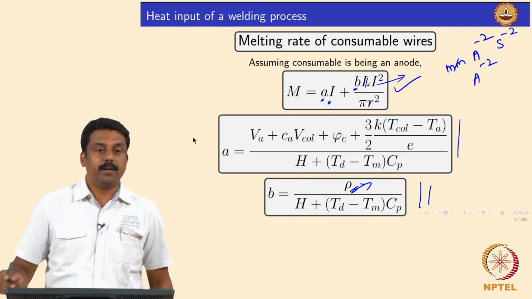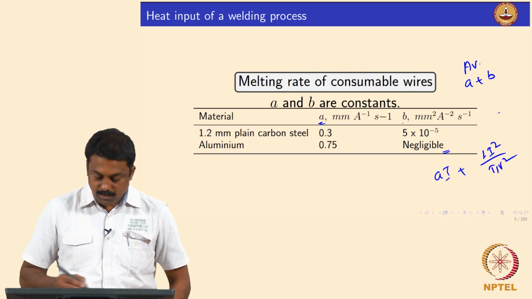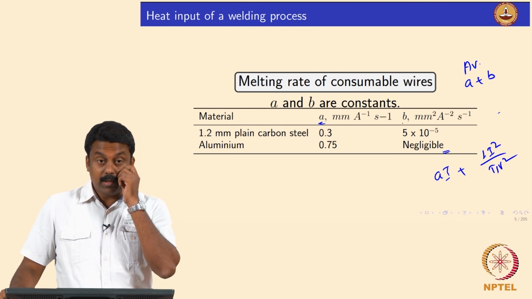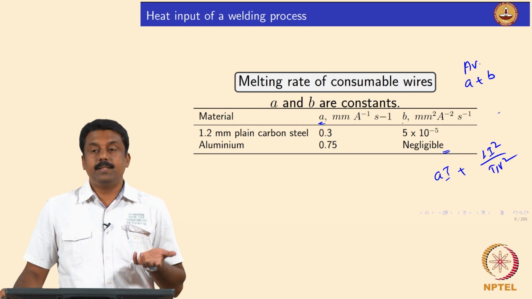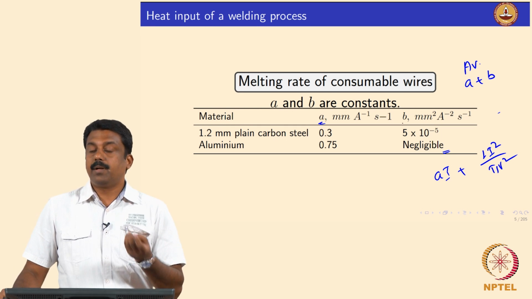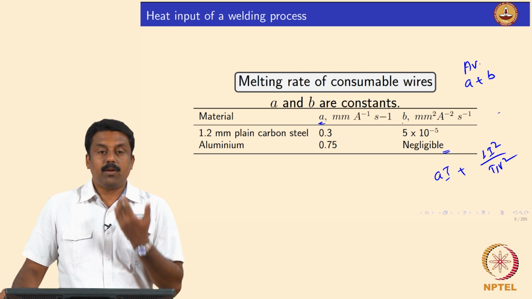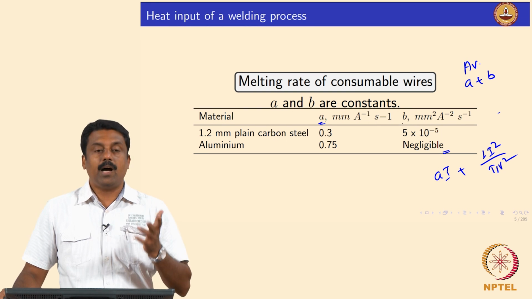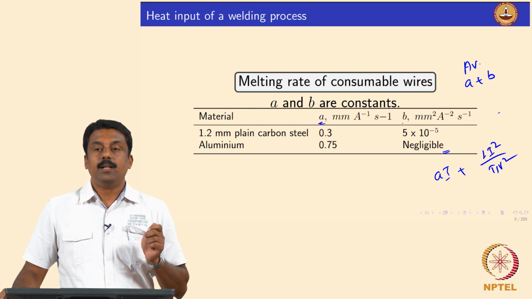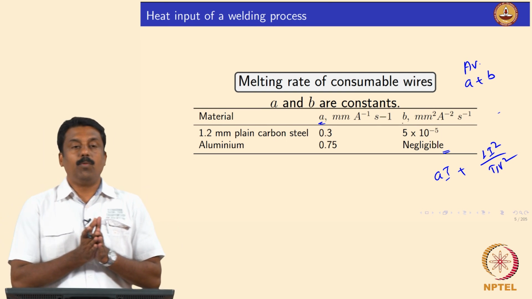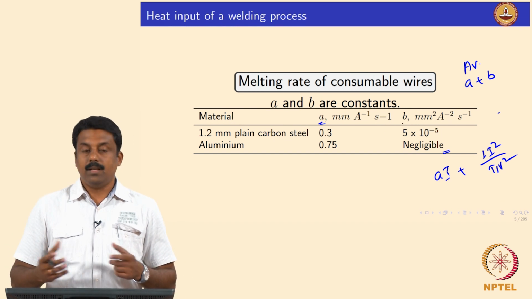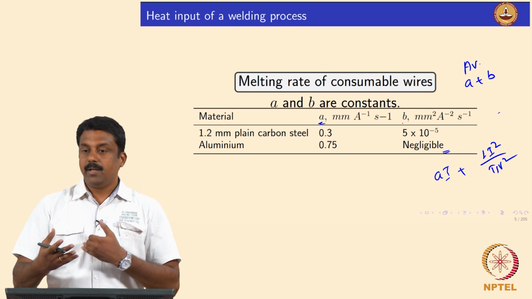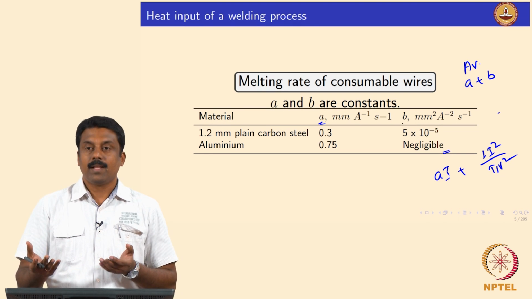So, that is what you need to see here, right. Once we know these, we can calculate the melting rate accurately. The beauty of this is that it is very important to calculate the melting rate for a given wire to keep the arc length constant. Suppose you are doing constant voltage welding, the arc length should be constant. That means whatever amount you melt, it should also feed, right.